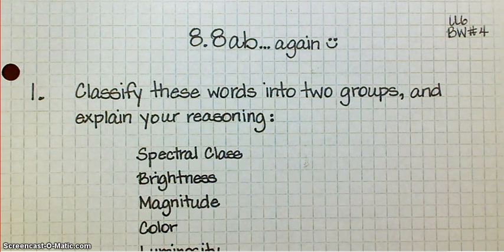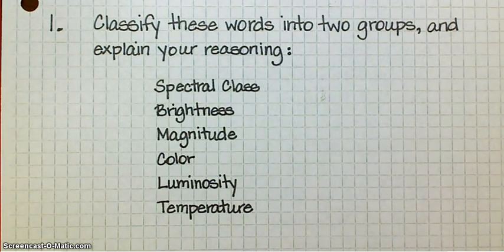Okay. Would it be brightness, color, and temperature, and luminosity? Color and temperature go together, but they don't go with brightness. Look at page 288, your chart. You said color and temperature, and what else goes with that? Spectral class. Okay, so those 3 get grouped together, and then brightness, magnitude, and luminosity get grouped together.